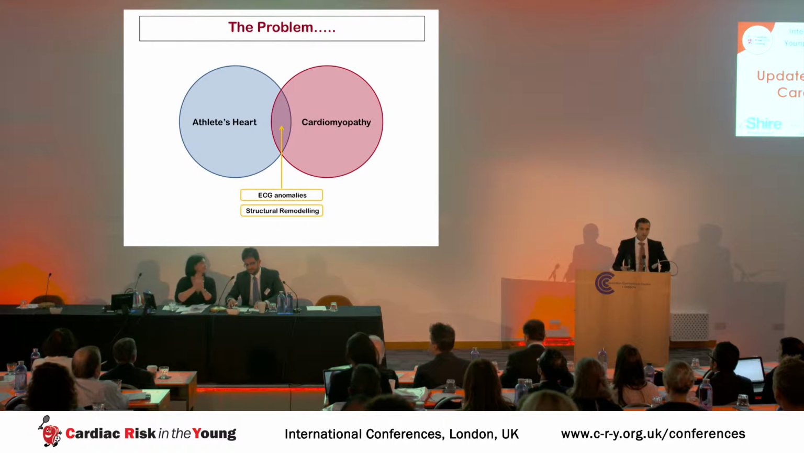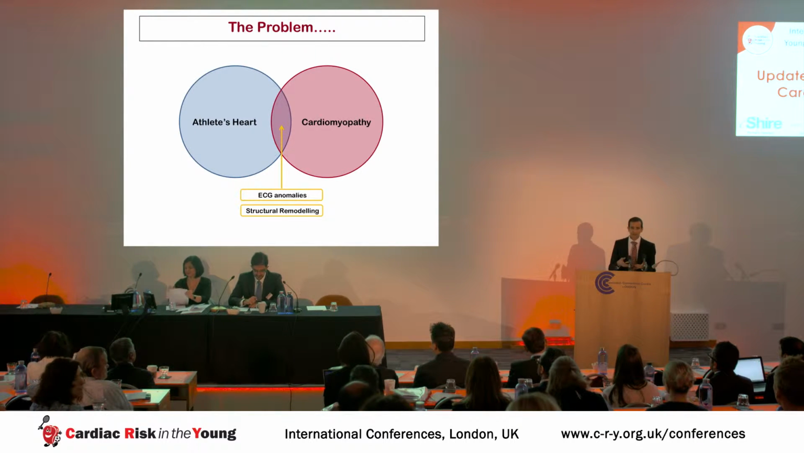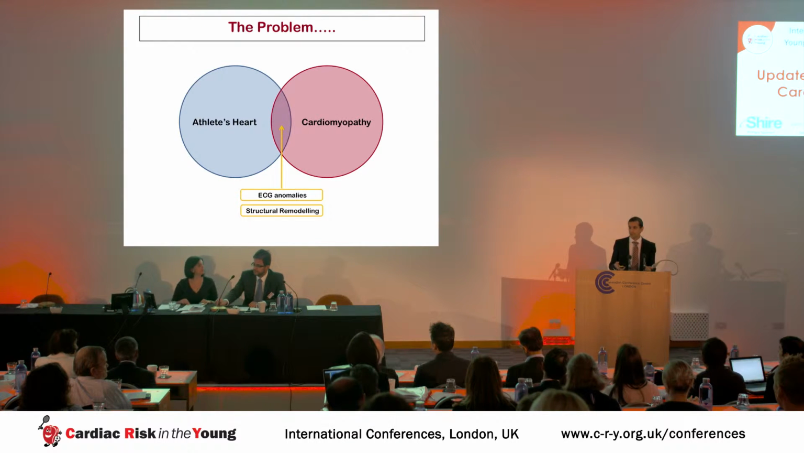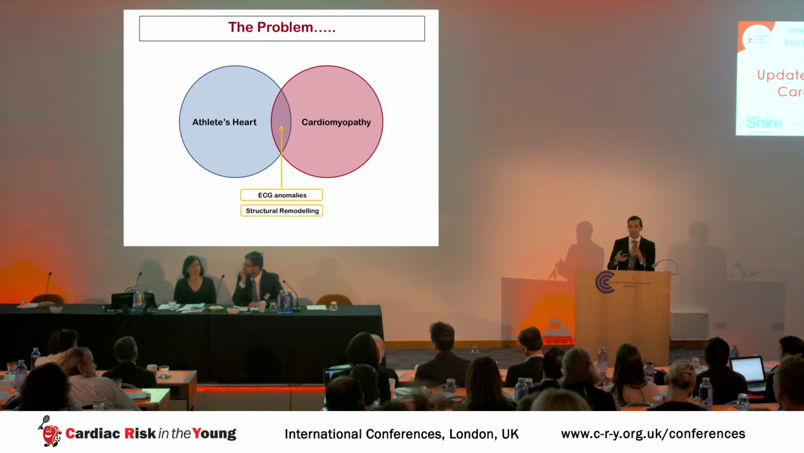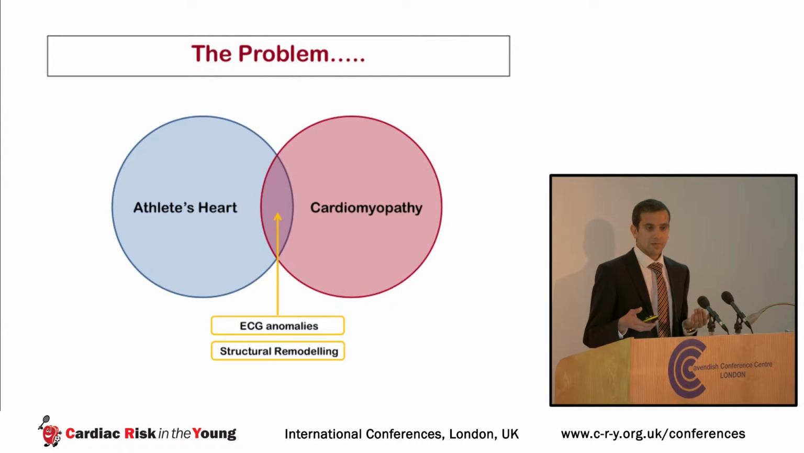Now, you'll hear over and over today about this problem that we have in sports cardiology, where you have an athlete with ECG anomalies and structural cardiac remodeling, and they're in this grey zone where we're not sure whether they have athlete's heart or whether they have a cardiomyopathy that could put them at risk of sudden death when they exercise.